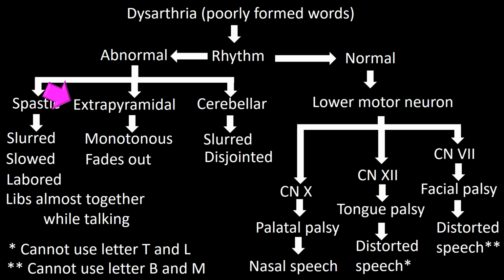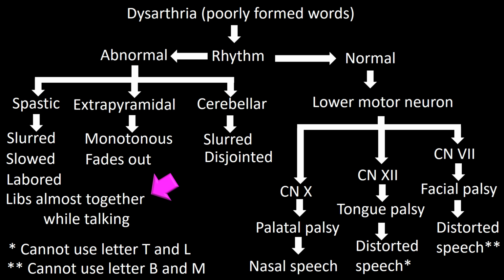The main rhythmic characteristic of extrapyramidal speech is monotony. The speech tends to fade out during long sentences. This is often seen in patients with Parkinson's disease. Labored and slow speech is characteristic of spastic speech, usually seen in patients with cerebral strokes in the lower region of the precentral gyrus or the fibers emanating from it.